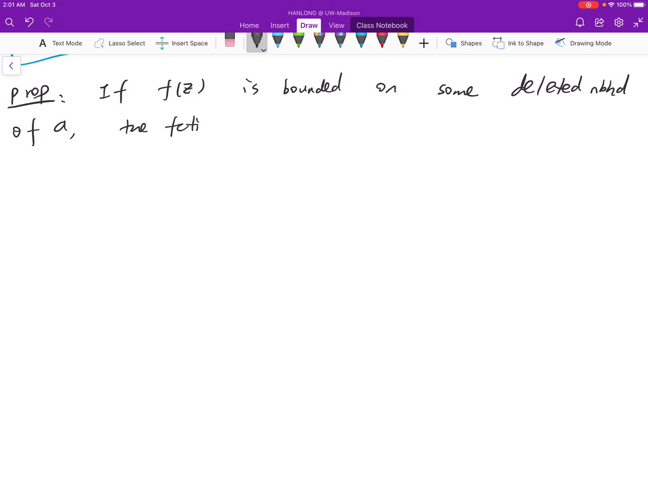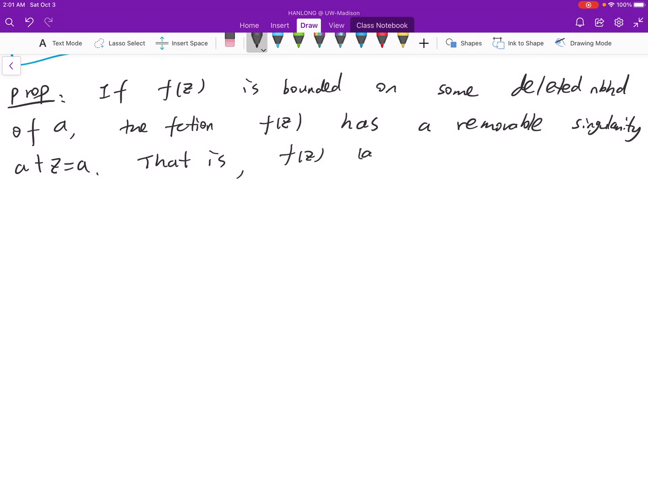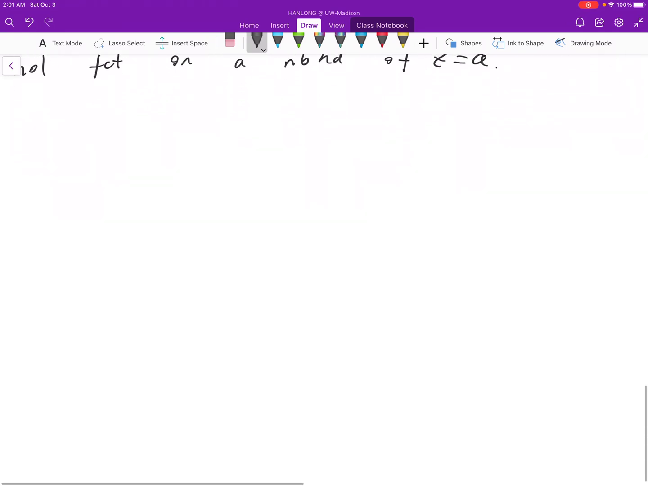the function f(z) has a removable singularity at z equals a. That is, f(z) can be extended to a holomorphic function on a neighborhood of z equals a. So we first prove this, and then I'll give you some remarks.